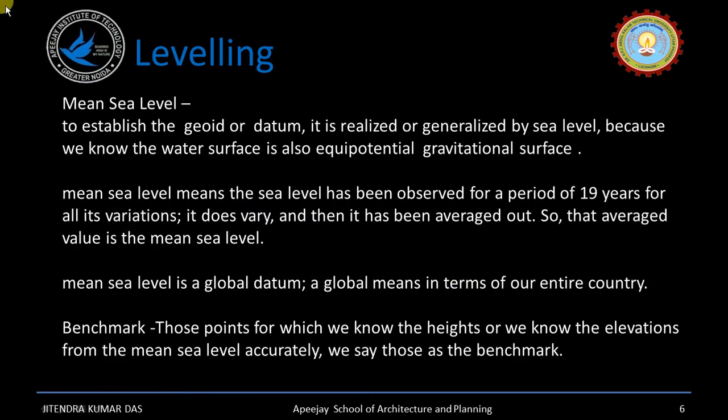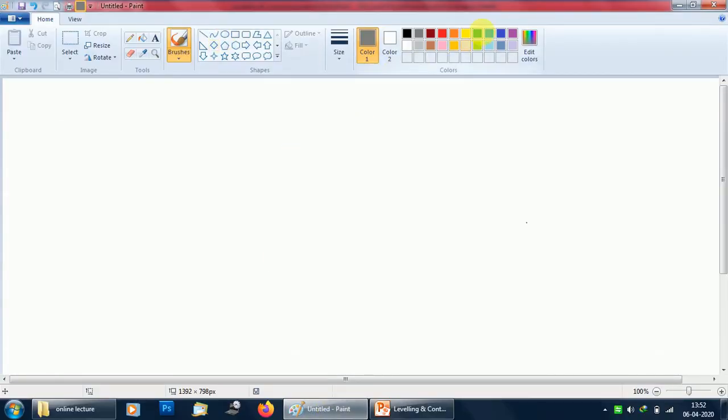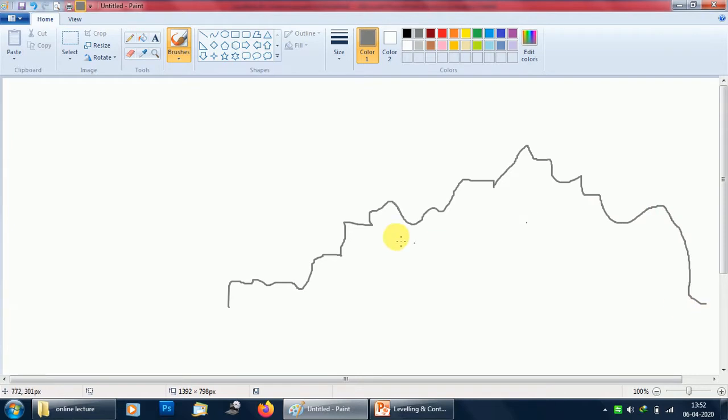Sea level and mean sea level. Before discussing this, we have to see something. Suppose this is the surface, and we can consider the earth's surface as a geoid surface like this.